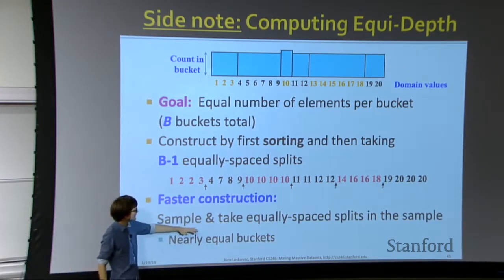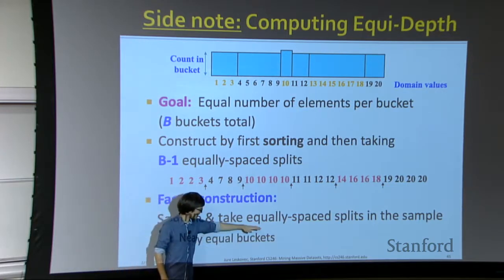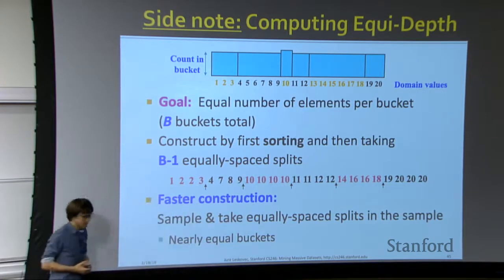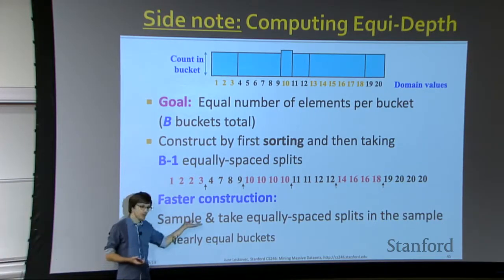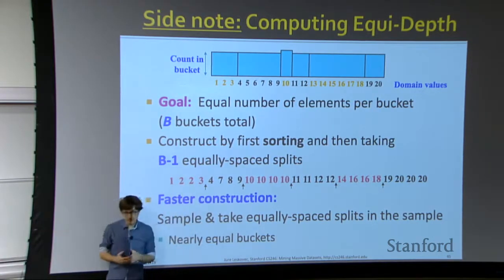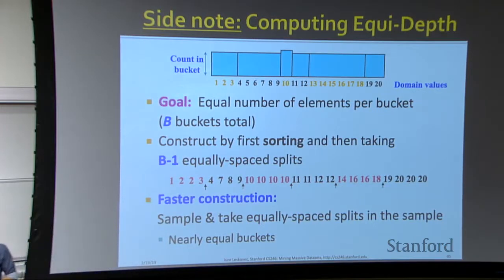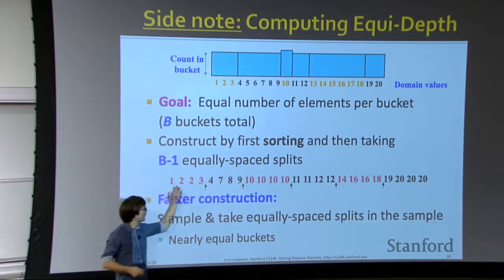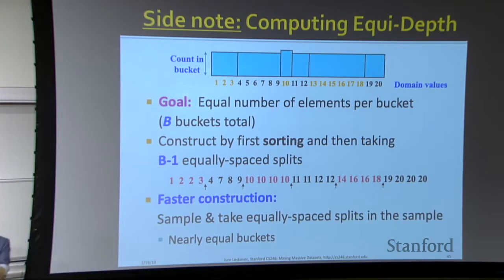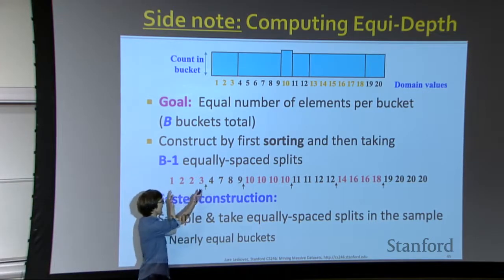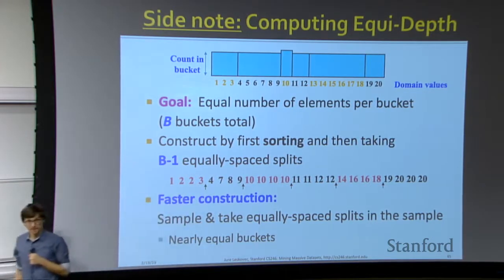Basically, the way I'd go faster is that rather than taking all the data and all the values of the attribute, I could create a sample and then sort and take equally spaced splits in that sample. And this will work really well in practice because it's a simple type of operation. So this allows us to decide where to split. The idea is to use this equidepth histogram, as it is called. Essentially, we want to split such that every split captures about the same amount of data. Okay?